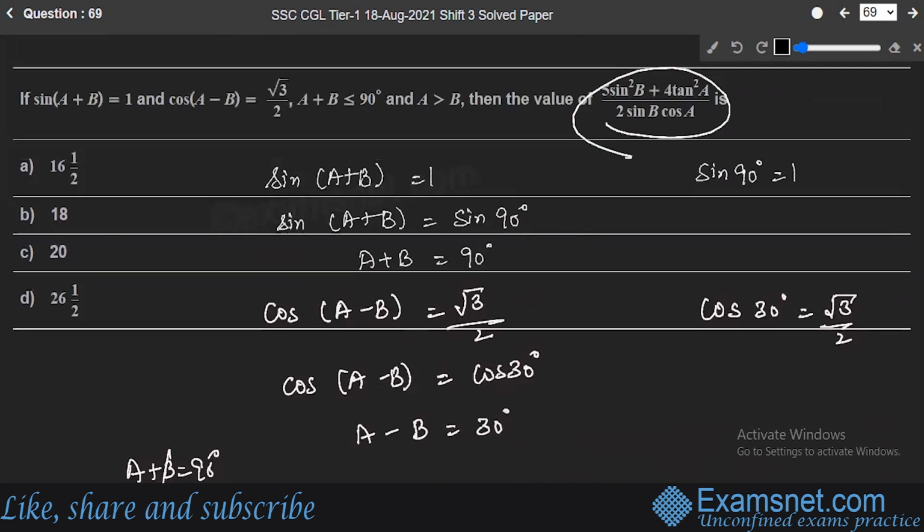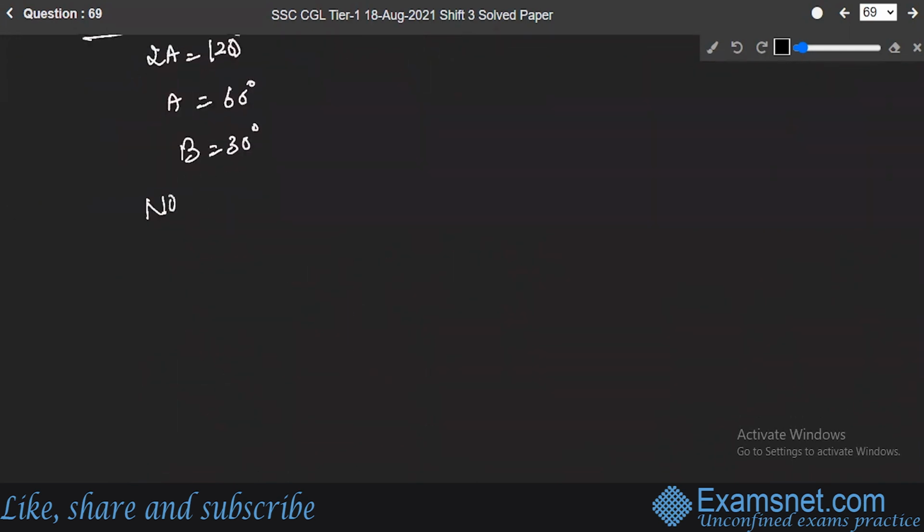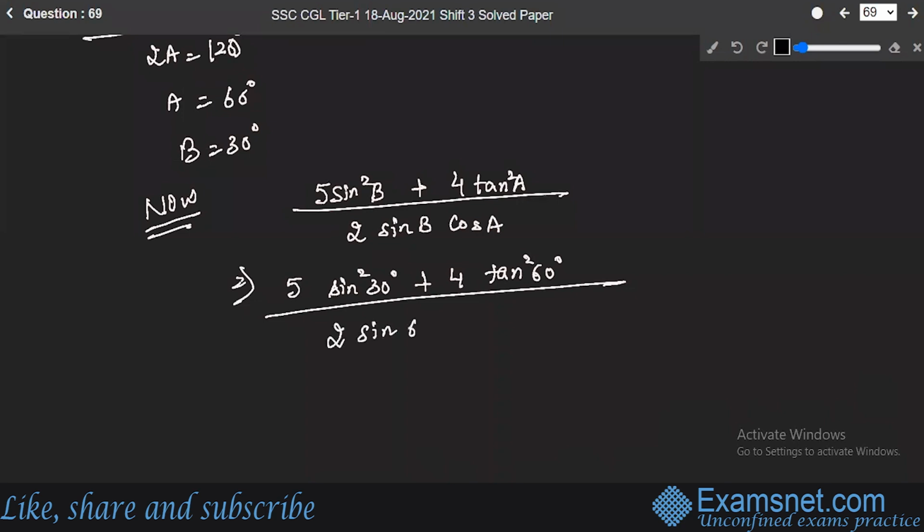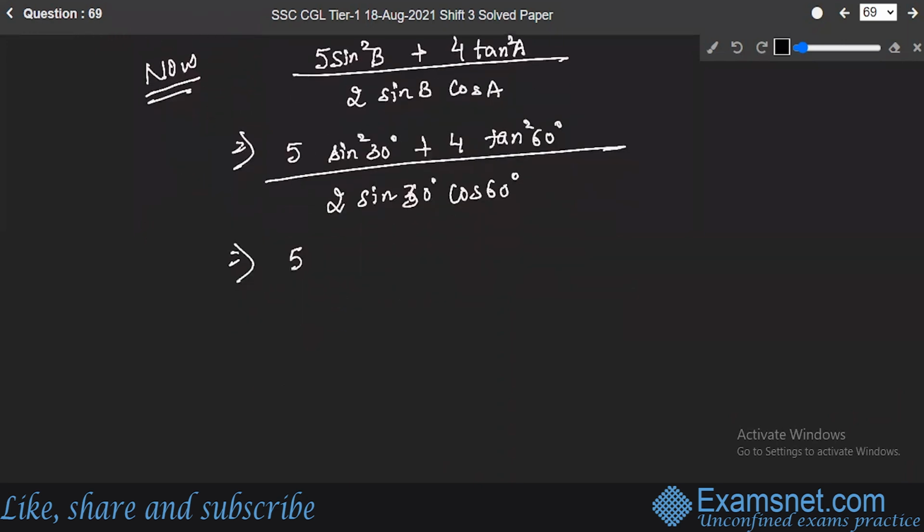It's (5 sine squared B plus 4 tan square A) divided by 2 sine B cos A. This gives you 5 into sine square 30 degree, since B was 30 degree, plus 4 tan square 60 degree, whole divided by 2 sine 30 degree cos 60 degree. So this gives you 5 into sine 30 is 1 by 2.